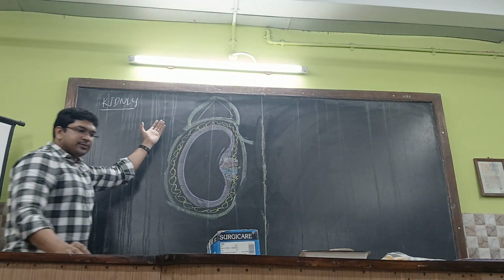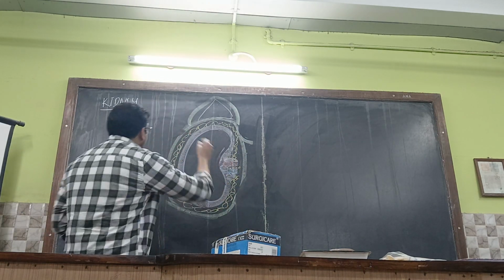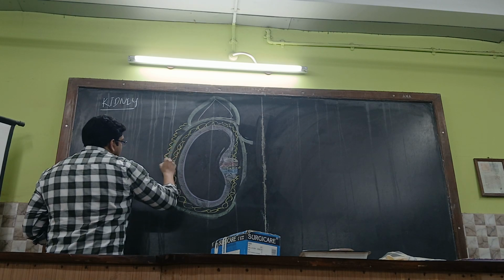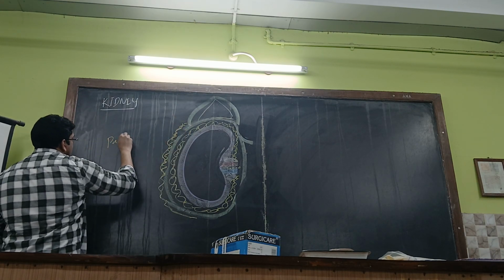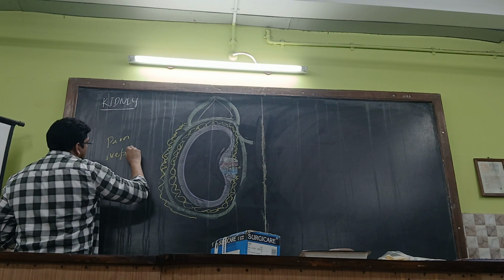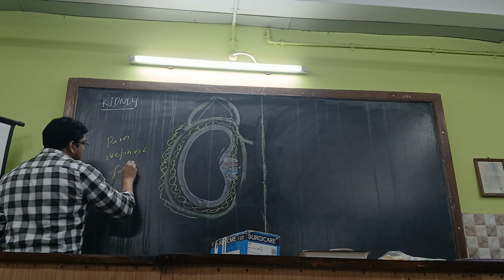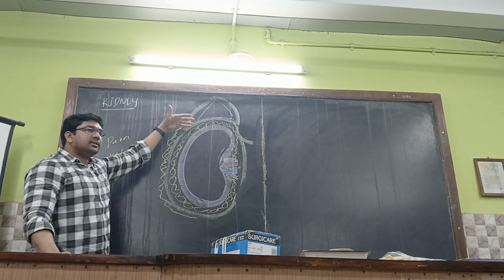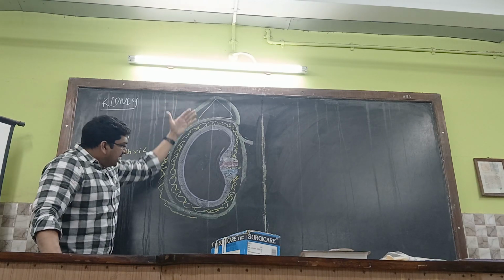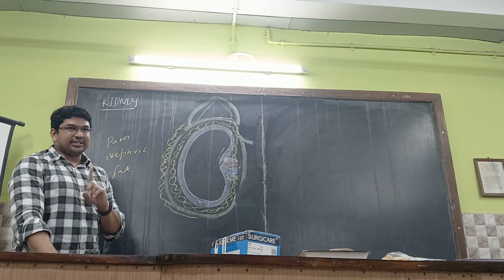Outside the false capsule, there is one more fatty layer over here. What is that? Paranephric fat. Paranephric fat is not completely around the kidney, but it will be in between the quadratus lumborum and the posterior surface of the kidney. Remember this properly.